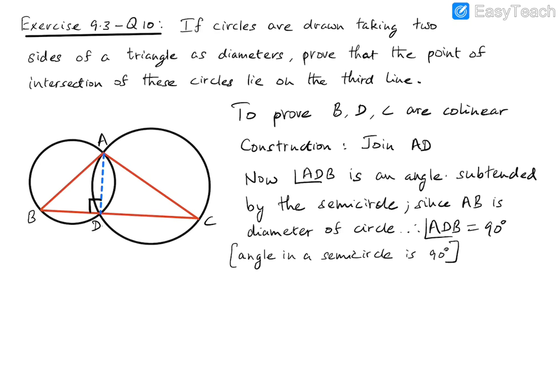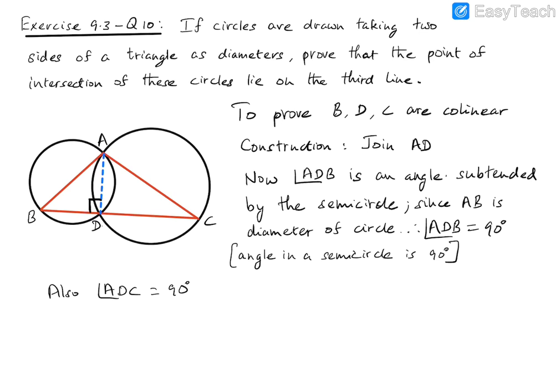Next, in a similar way, if we look at the angle ADC, which is this angle over here on the right side, ADC, this again is an angle subtended in the semicircle of this bigger circle because AC is the diameter of the bigger circle. So angle ADC, which is this angle here, that is also 90 degrees. So we can also write angle ADC equals 90 degrees. And why is that?